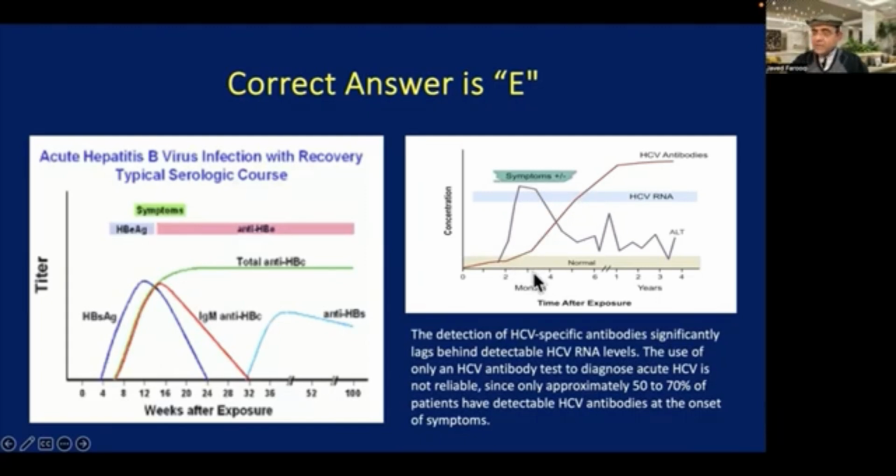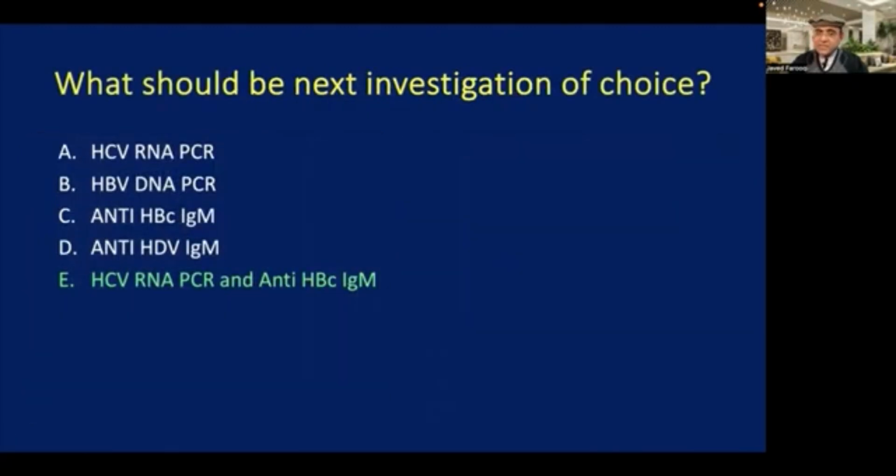And that's the reason the correct answer in this patient is that you will do HCV RNA PCR to find out if this is acute hepatitis C, and anti-HBc IgM to find out if the patient is in the window period of acute hepatitis B.